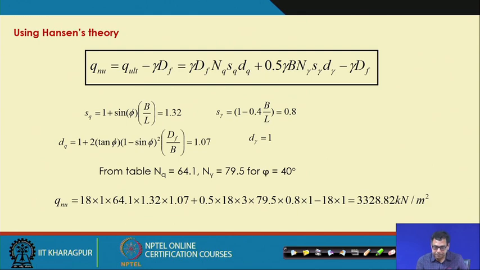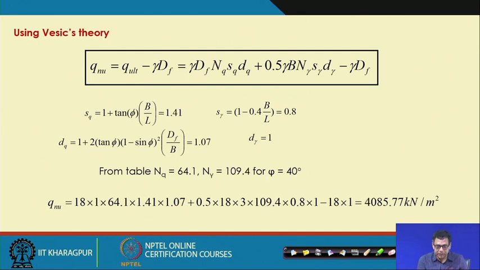Now, similarly for Vesic's theory, this Nq is the same as Meyerhof and Hansen, but N gamma is different. And we have these factors, which are similar to Hansen's factors, Sc, S gamma, dq, d gamma, and if you put the values in, we will get this value here, 4085.77.